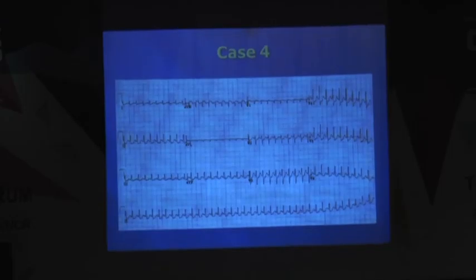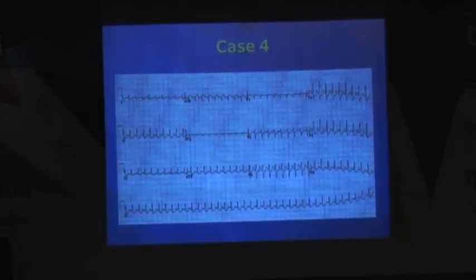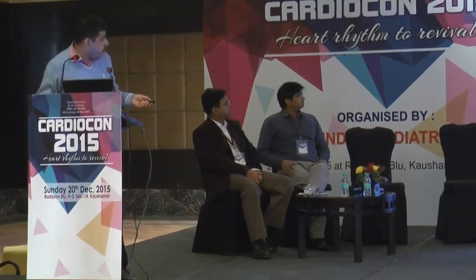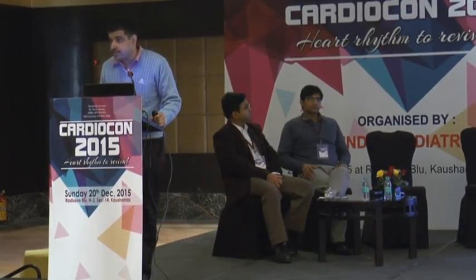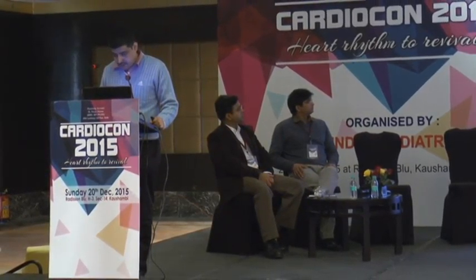A 30-year female presented with narrow QRS tachycardia. It's regular and as such there is no visible P wave. But if we look at lead V1, we can find some upstroke after the S wave. So it is called pseudo S pattern and it's diagnostic of typical AVNRT.